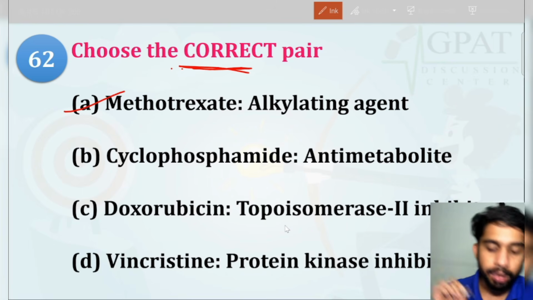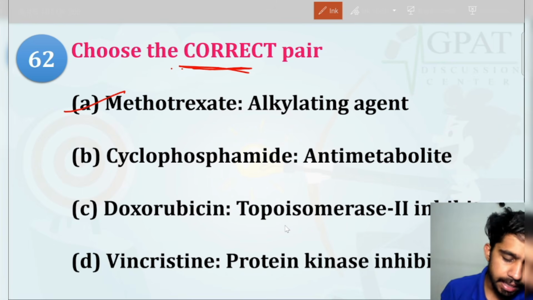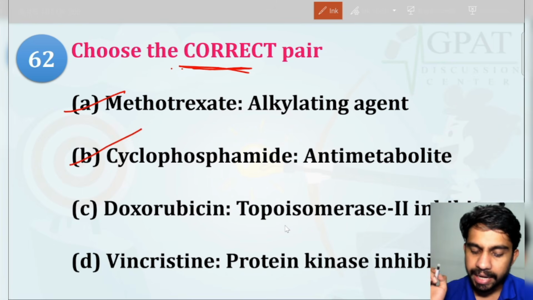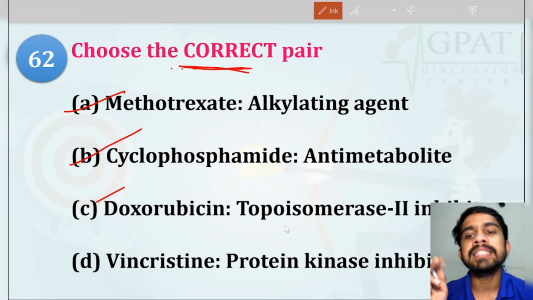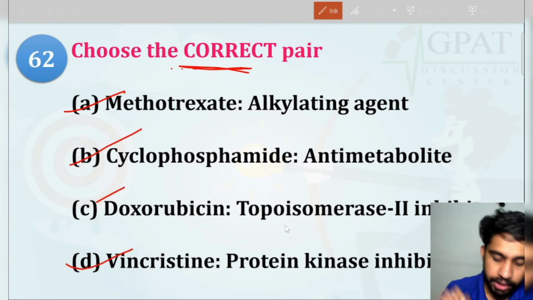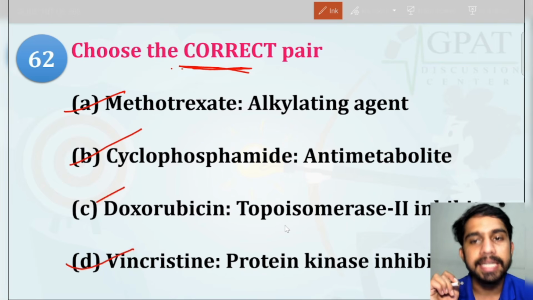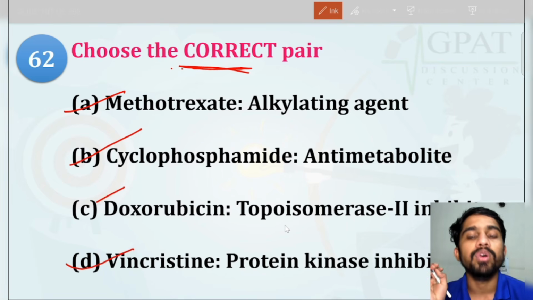The first option is methotrexate, alkylating agent. The second option is cyclophosphamide, antimetabolites. The third option is doxorubicin, that is topoisomerase 2 inhibitor, and the fourth option is vincristine, that is protein kinase inhibitor. So we have to find which one of the following is the right answer.